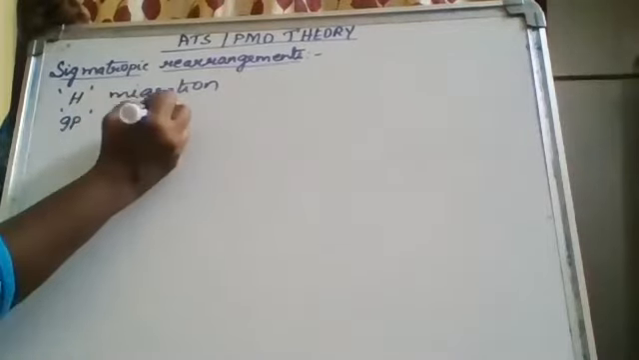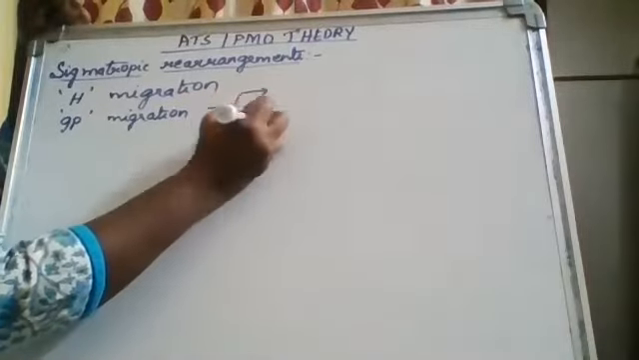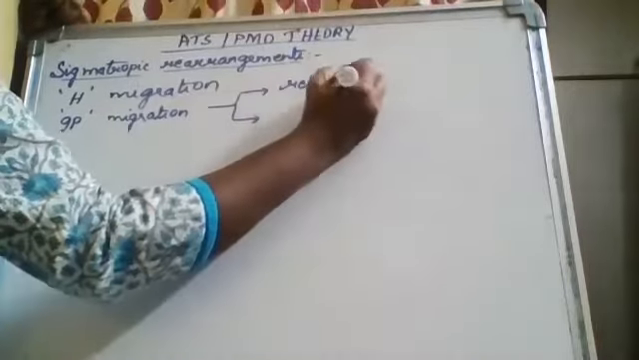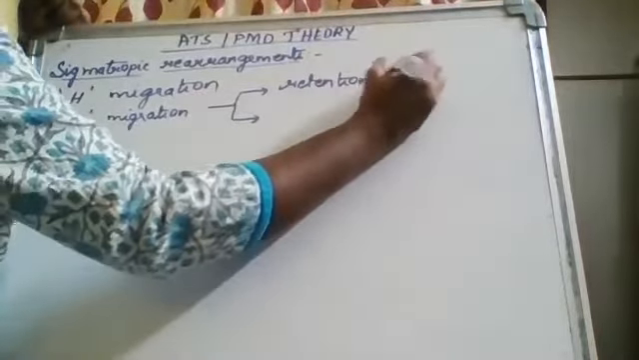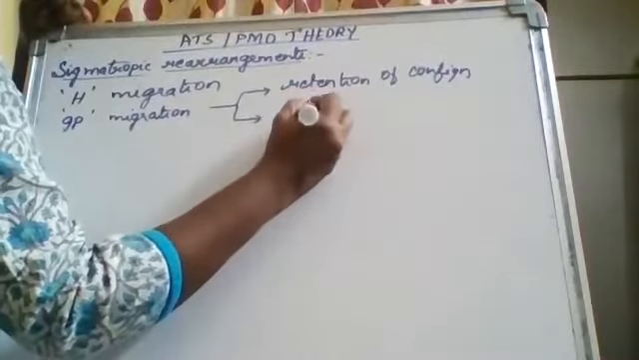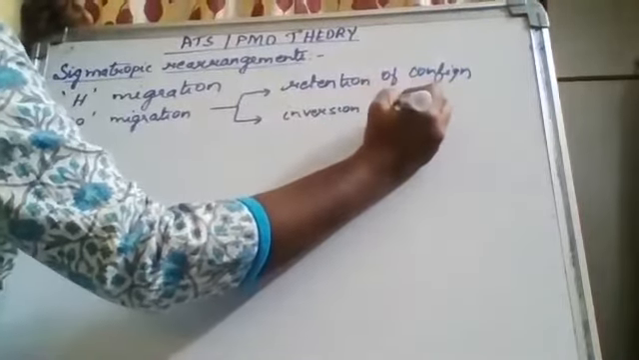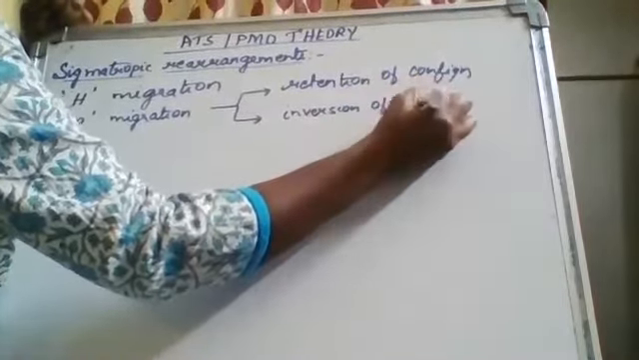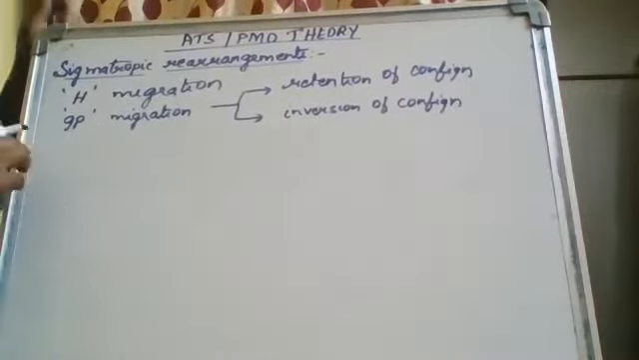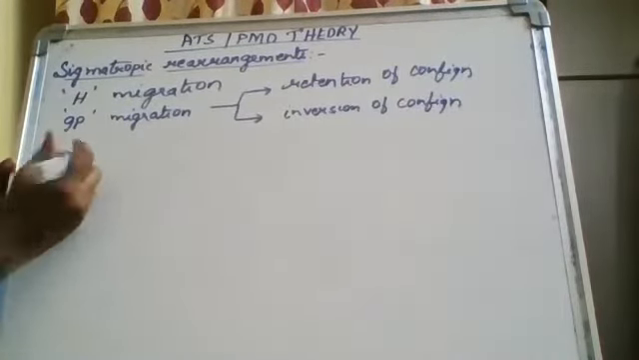Now, in case of the group migration, for the FMO theory, you all have seen two conditions. Group migration with retention of configuration, and you have seen with inversion of configuration. With retention and inversion of configuration. Now, in this one, we are going to do the 4n pi system.